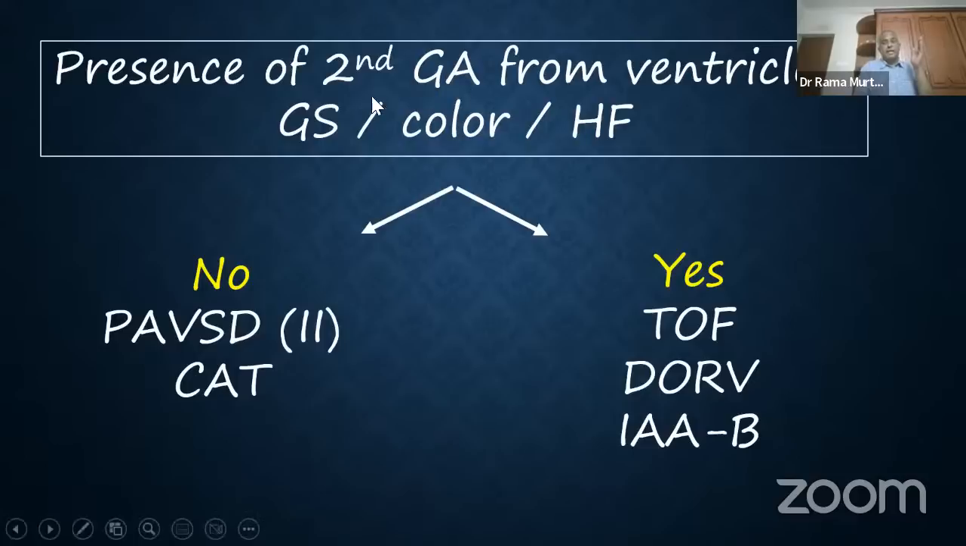And a great artery is a great artery only if it comes from a ventricle, right? So if there is another great artery, and you're unable to find it by grayscale, color, high frequency, whatever, in which two conditions do you not find a second great artery? Pulmonary atresia and VSD type 2, and common arterial trunk. Whereas if there is a second great artery, you would think of a tetralogy of Fallot, a double outlet right ventricle, or an interrupted aortic arch type B, which is the most common.